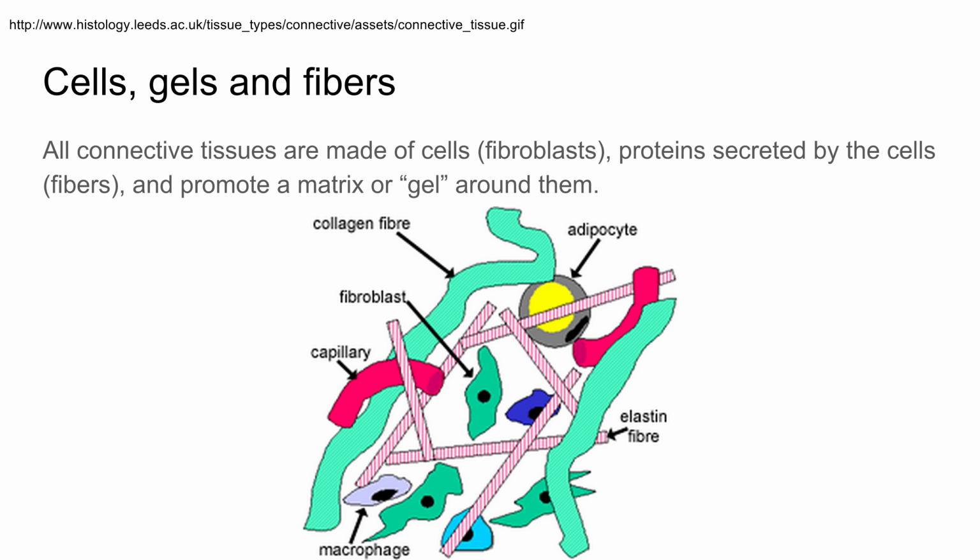And the gel can be either really runny or it can be insanely hard, and it's going to be somewhere in between. And all connective tissues have these 3 things: cells, gels, and fibers. And the question just becomes, what do you happen to have more of? Do you have more cells? Do you have more gels? Do you have more fibers? What's the composition of the gels? What's the composition of the fibers?